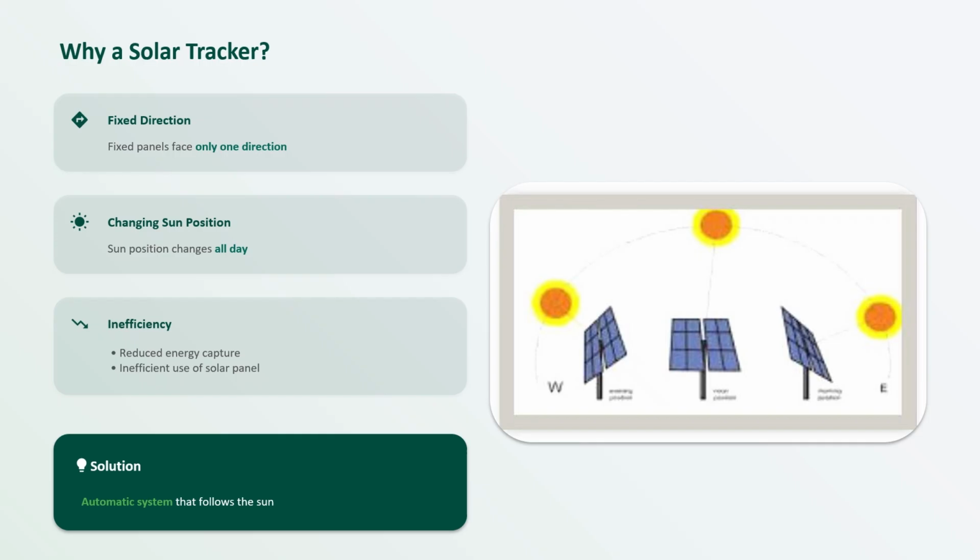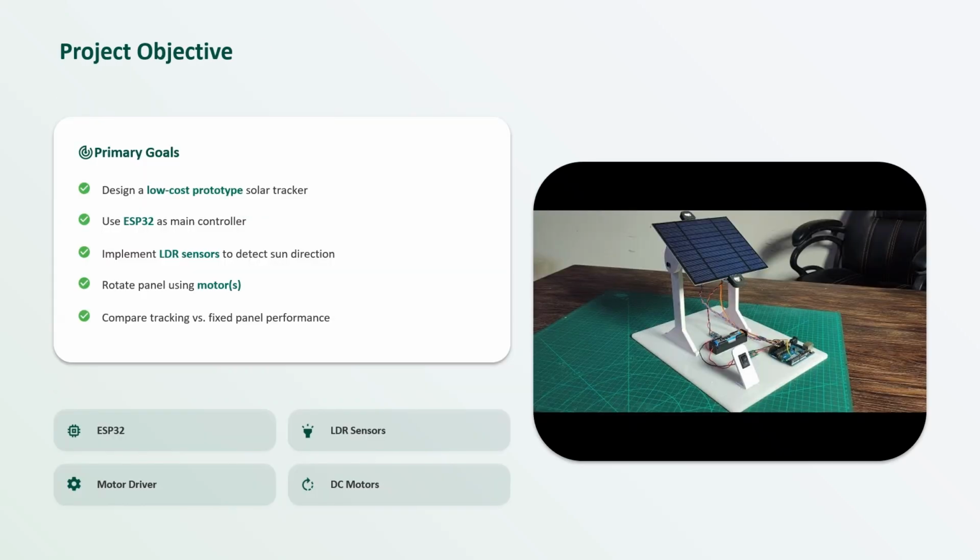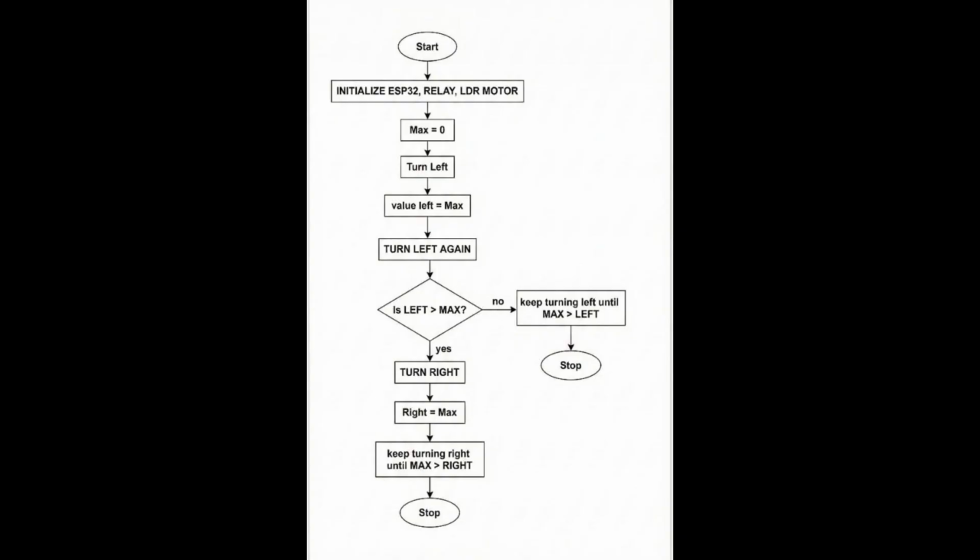To solve this issue, we have built a system that can automatically follow the sun so the panel can capture more energy. The main objective of our project is to design a low-cost prototype solar tracker. We have used ESP32 as a controller, an LDR sensor to detect the maximum sunlight, and motors to rotate the panel. Our goal is to demonstrate a tracking system that can improve the effective performance of the solar panel compared to fixed ones.